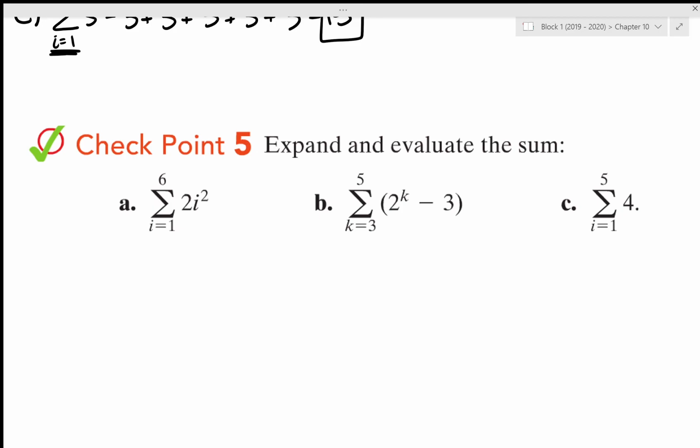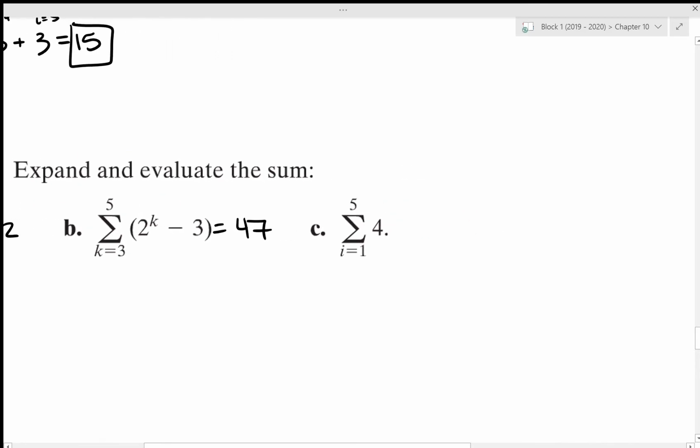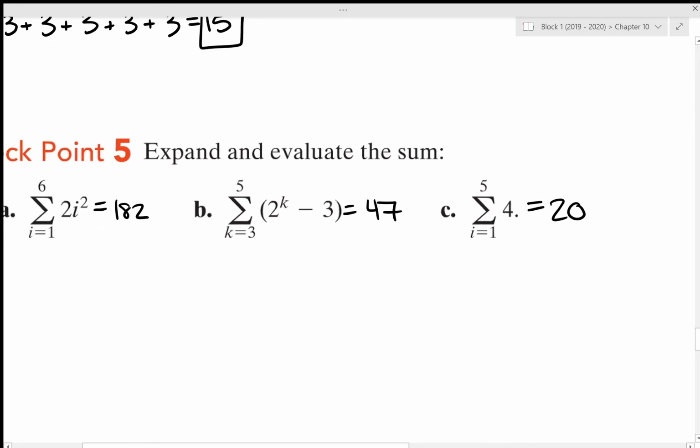All right. So I have for A, we should get the answer of 182. For B, we should get an answer of 47. And for C, we should get an answer of 20. I will have it within the OneNote, all these notes there, and I will have all the work for that. But I just wanted to give you the answer instead of killing time and doing all that.